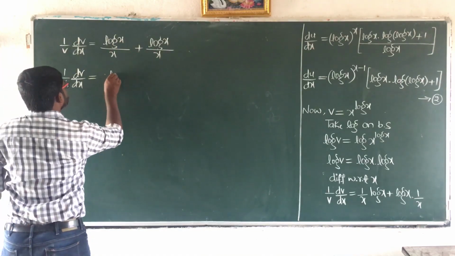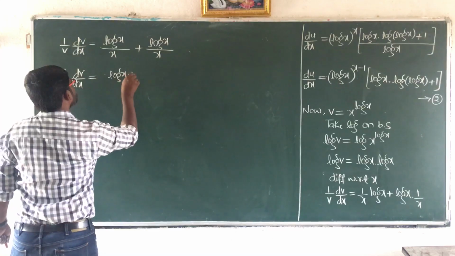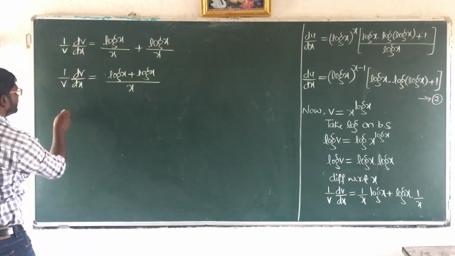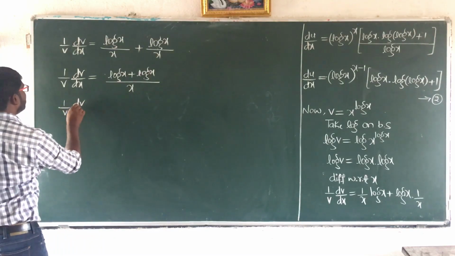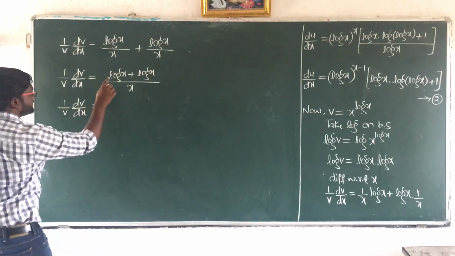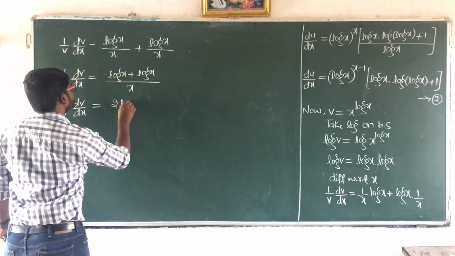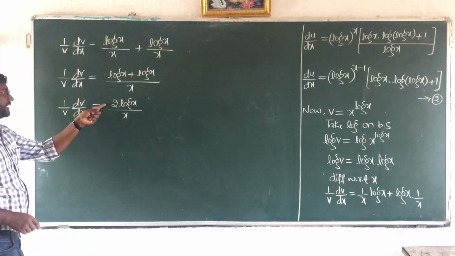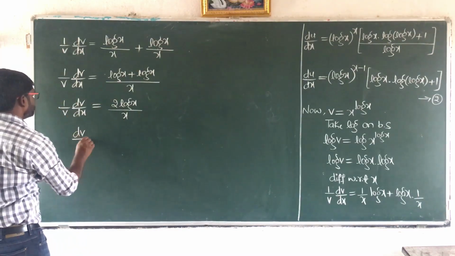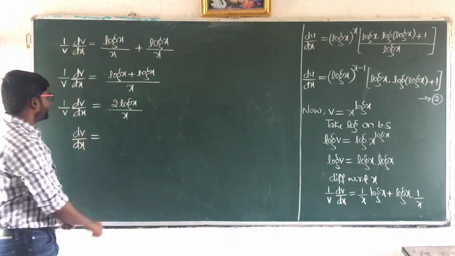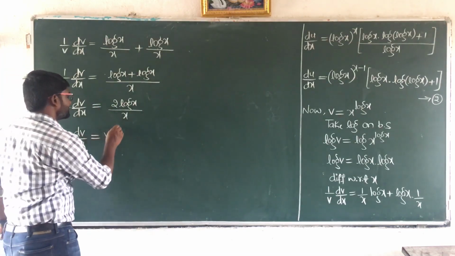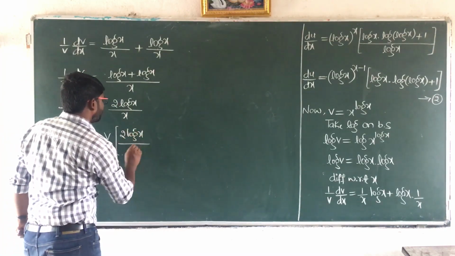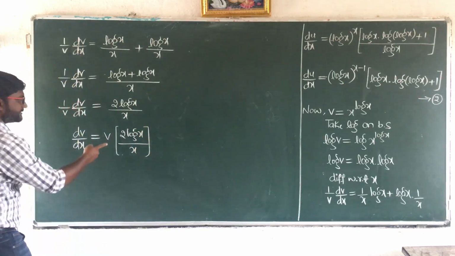So now log x plus log x divided by x. So now 1 by v dv by dx, log x plus log x will give us 2 log x divided by x. Now take v to the RHS, it goes to the numerator. dv by dx, now take v here. So v times this term, it is 2 log x divided by x.